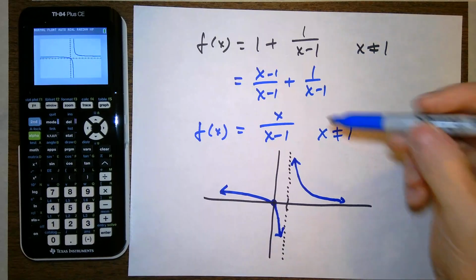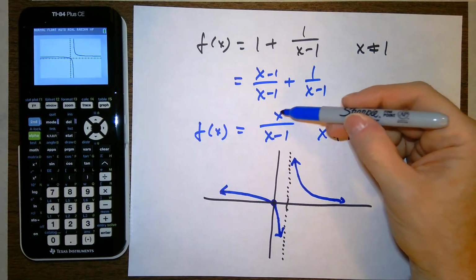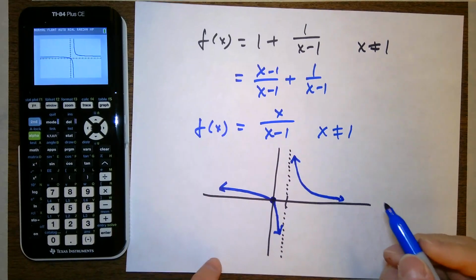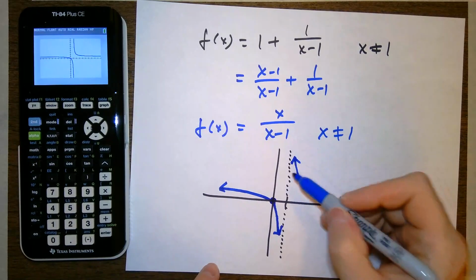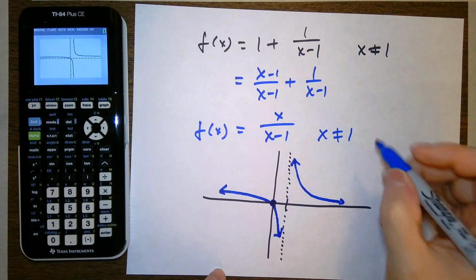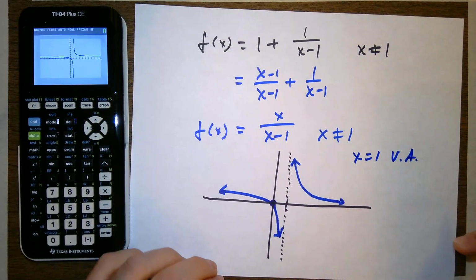How do you know for certain? Because the only x-intercept happens at 0, nowhere else. That's the only 0 of my numerator. The only place that it crosses the x-axis here is 0. The only place where it's undefined is at 1. So here's my vertical asymptote. X equals 1 is a vertical asymptote.